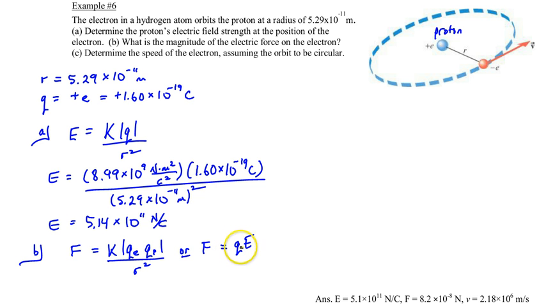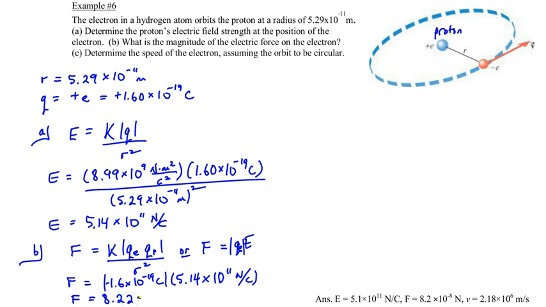This is Q of the electron, and since we're looking for the magnitude, we'll simply take absolute value signs around the charge of the electron. Let's do it the simpler way here. So this force would be the absolute value of the charge of an electron, negative 1.6 times 10 to the power negative 19 coulombs, but when you take the absolute value you get a positive answer. Then multiply by the electric field strength of 5.14 times 10 to the power 11 newtons per coulomb, and you'll get a force of 8.22 times 10 to the power negative 8 newtons.